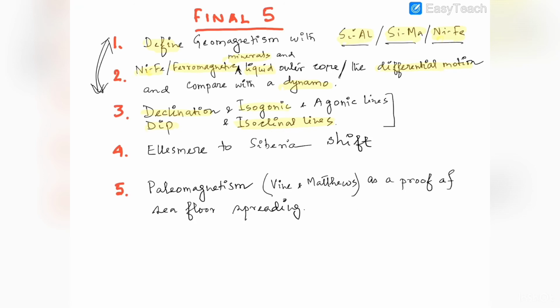Add to your notes. Then the number 4th, remember the Ellesmere to Siberia shift. You can relate the shift of the northern pole, that is, the Earth's magnetic poles are shifting. And the last concept is paleomagnetism. Paleomagnetism is related to two geologists, Vine and Matthews, and this paleomagnetism worked as a proof of seafloor spreading by Harry Hess.